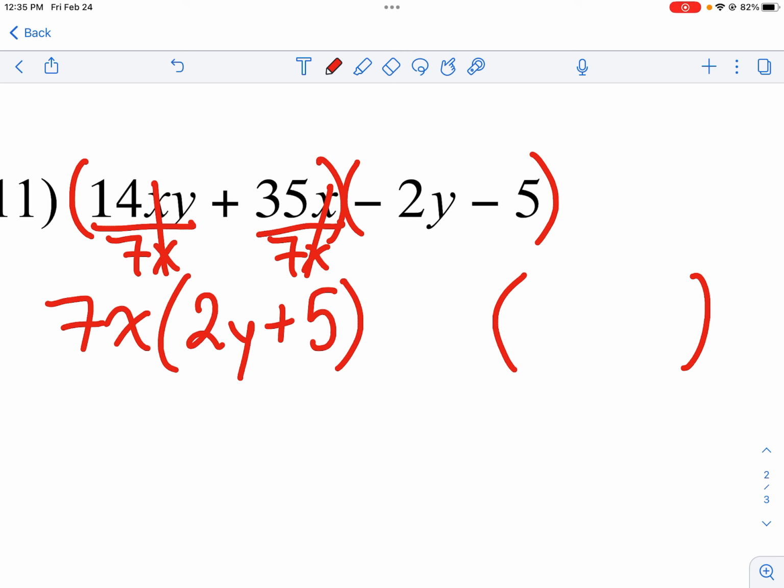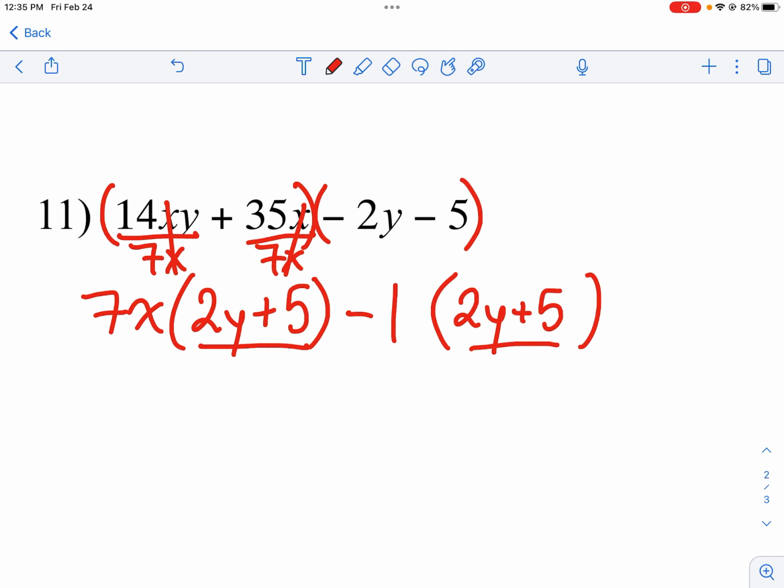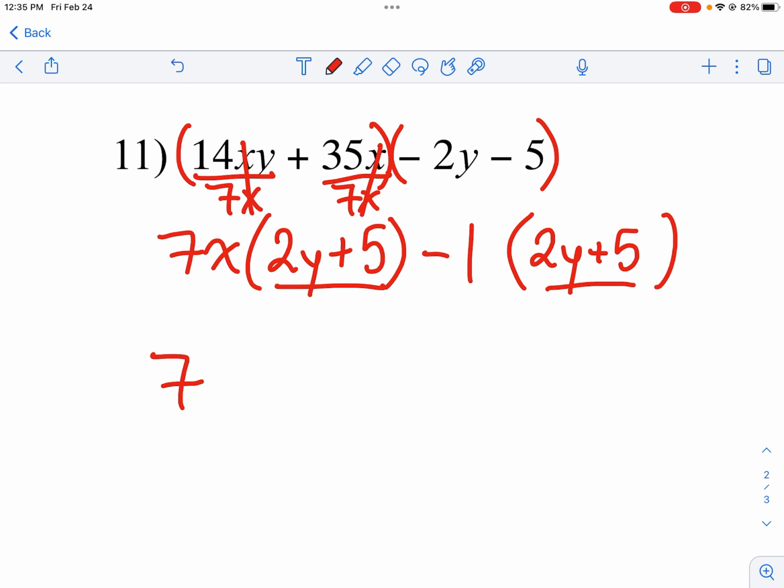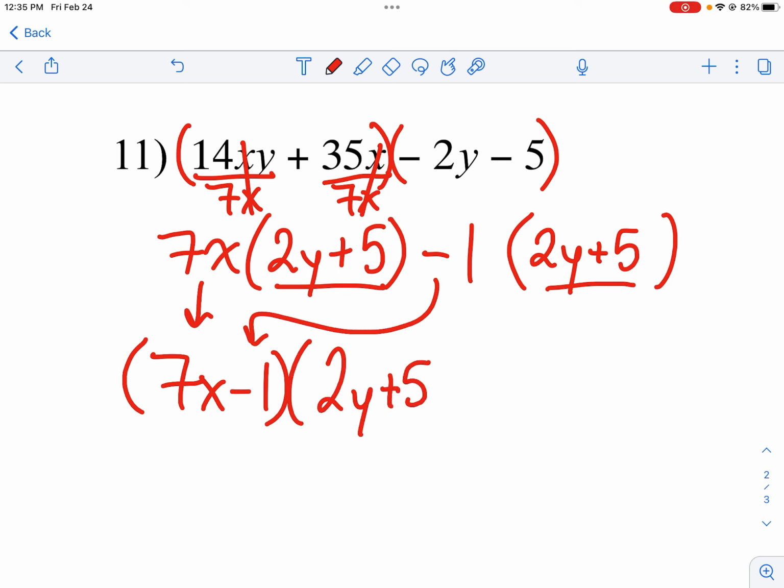What do you think I should take out? Yeah, I should take out a negative 1. That would change all my signs, and I would be set up for 2y plus 5, and I'm set: 7x minus 1, right? Greatest common factor of both of these in their own parenthesis, and then 2y plus 5 in the other parenthesis.